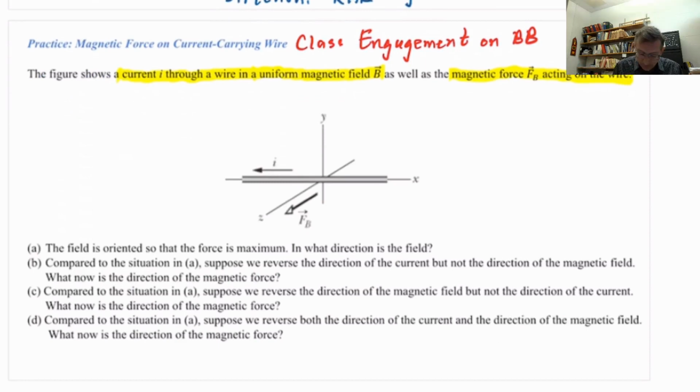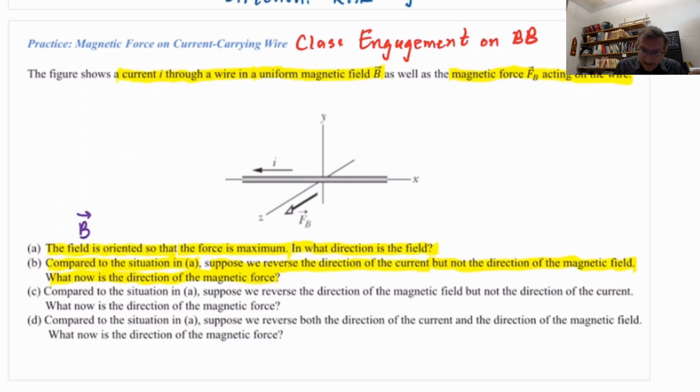Here's question A. Of course, the magnetic field B arrow is oriented, is directed, so that the magnetic force is a maximum. Given the picture, what's the direction of B? That's part A. Then part B. All right, compared to the situation in A, where I had a maximum force, and you can see the direction of it, suppose we reverse the direction of the current, I, but not the direction of the magnetic field, B. What now is the direction of the magnetic force? Okay?